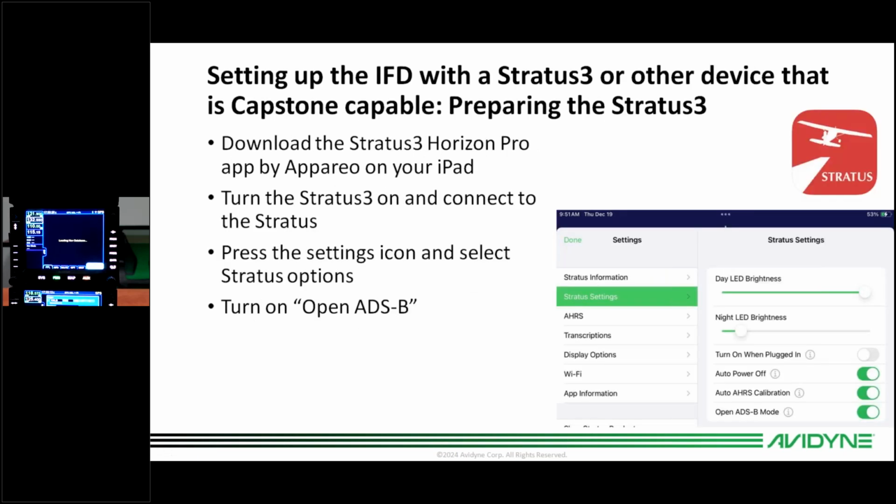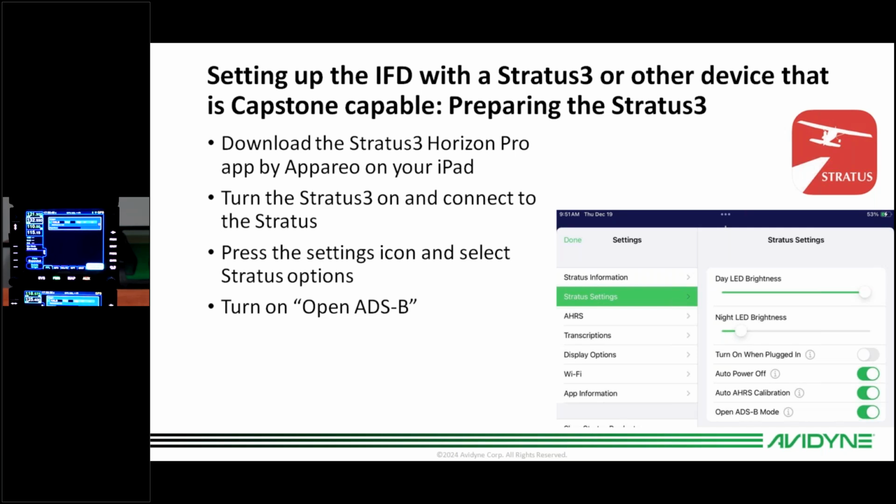All right, so the next part of this is we have to configure the Stratus to transmit the Capstone data. Normally these come configured with GDL, extended GDL 90 data. So we want to change that to OpenADSB, which is another pseudonym for Capstone.